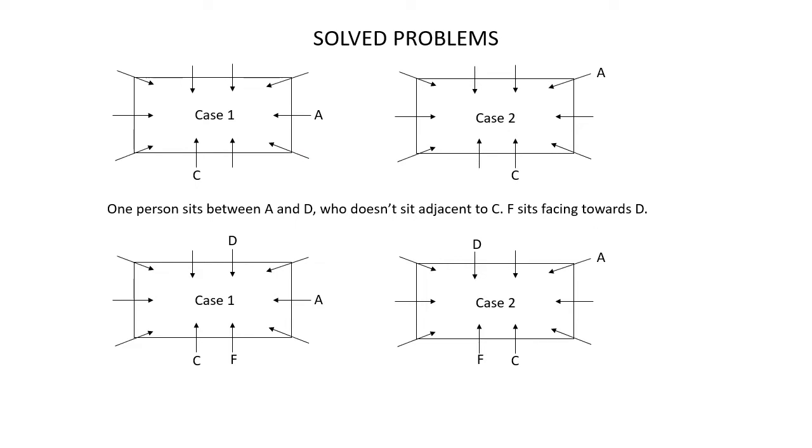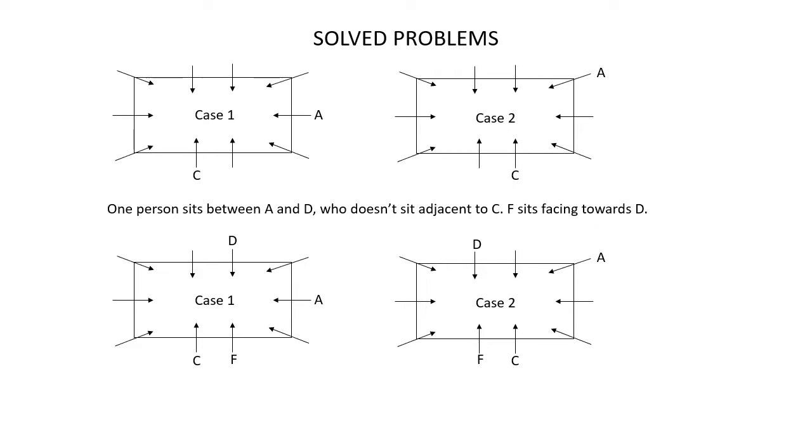But it's given that D does not sit adjacent to C. So D cannot sit here. So clearly this is D's position. So mark D in this position. It's given F sits facing towards D. So this is the position for F.